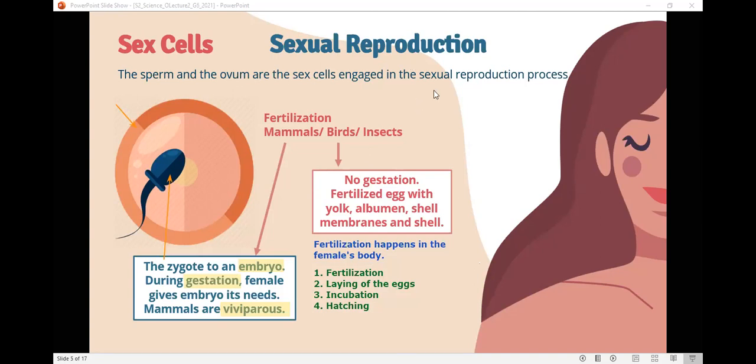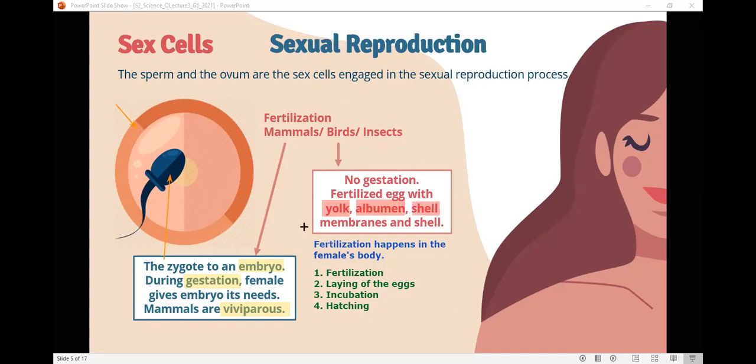Since female birds do not go through gestation, the fertilized eggs must contain all of the embryo's needs. What does the embryo use the yolk for? As a food supply. What about the albumin? Water and proteins.